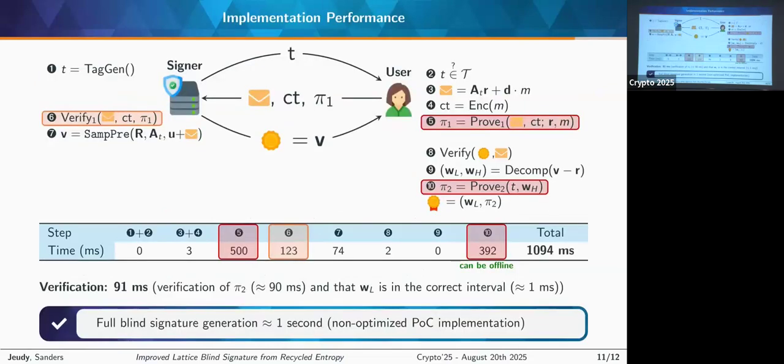Finally, to showcase the efficiency of our issuance, we provided a non-optimized proof of concept implementation, which shows the full issuance can be done in about 1 second. And this is to be compared with the 20 seconds of general purpose NISC to prove shake evaluations, for example. We can still see that the bottleneck is the generation of Pi1 and Pi2, although Pi2 can be computed offline, as it takes roughly 90% of the issuance time. But because the proofs and the LNP framework only rely on arithmetic computation, we expect vast performance improvements with an optimized implementation.